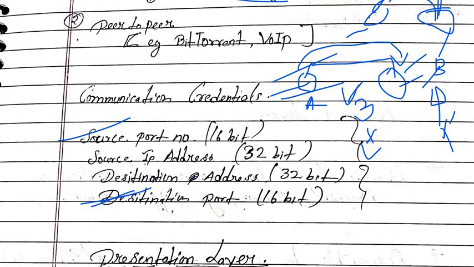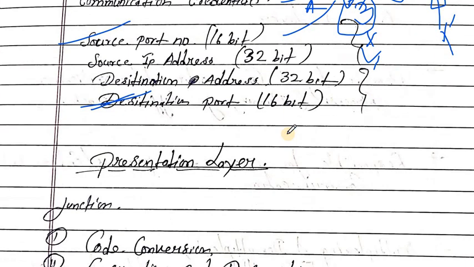So when the packet is sent to host B, it will get the data and process the data. It will send the response back to the source, so it can identify process A with the help of its IP address and its port number.